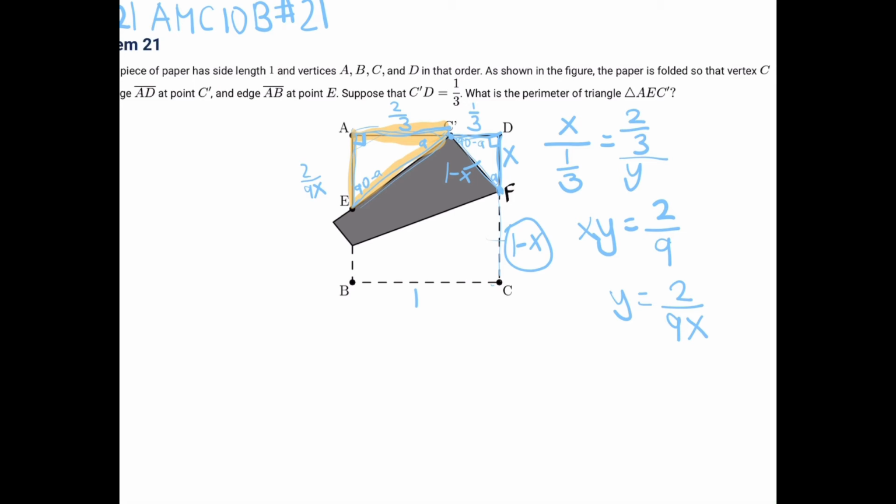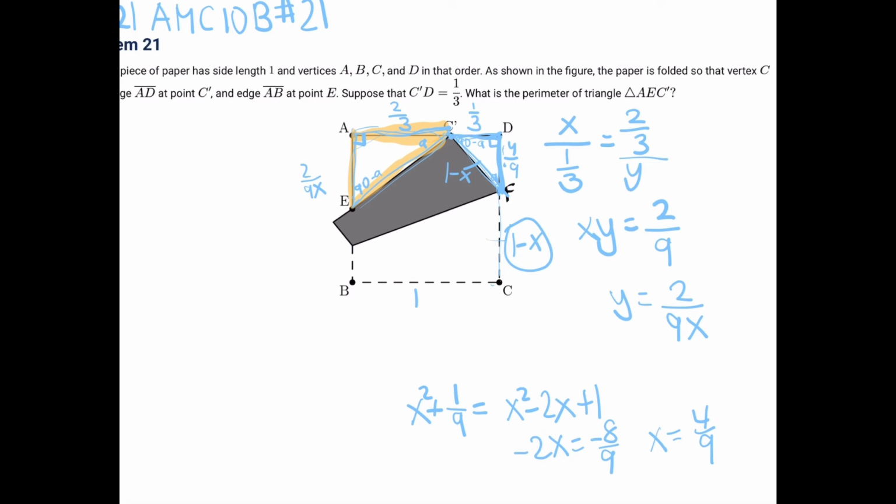So the Pythagorean theorem: 1/3 squared plus x squared would equal the quantity 1 minus x squared. So 1 over 9 plus x squared would equal 1 minus x squared, which is x squared minus 2x plus 1. So negative 2x would equal negative 8 over 9, which makes x 8 over 18, in other words, 4 over 9. So now we know what x is. Let me just erase that. 4 over 9.